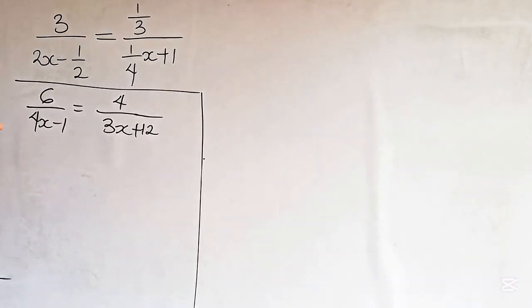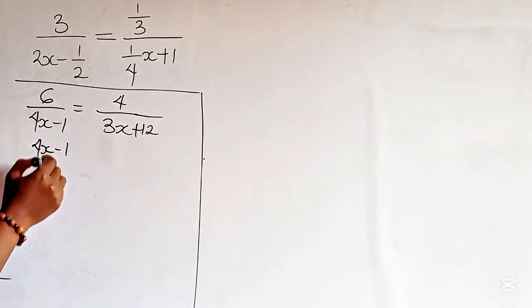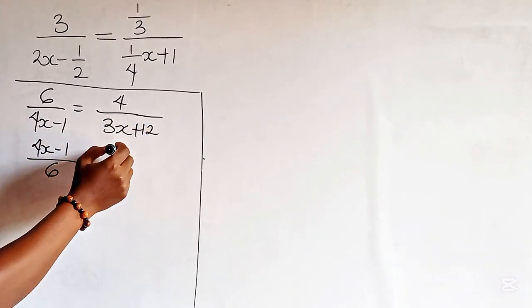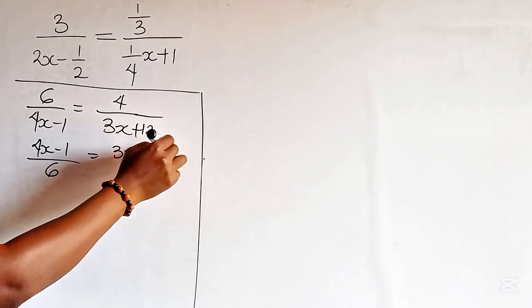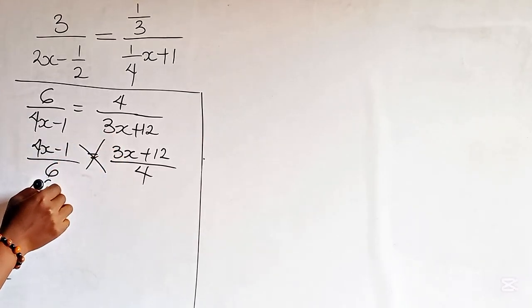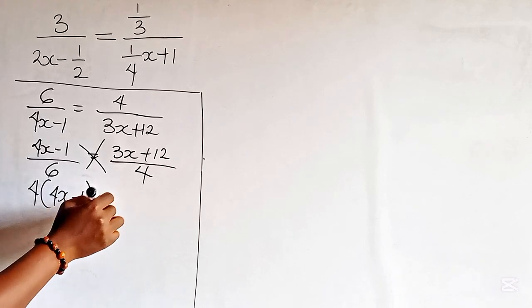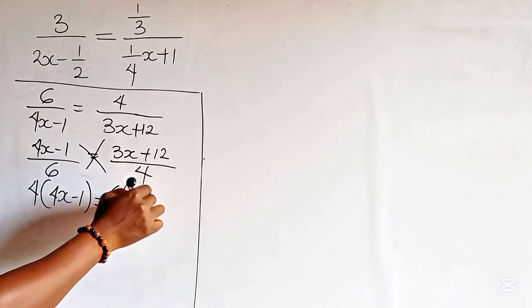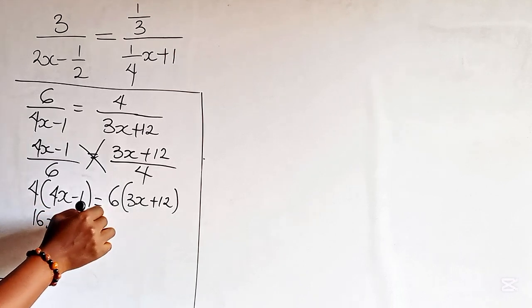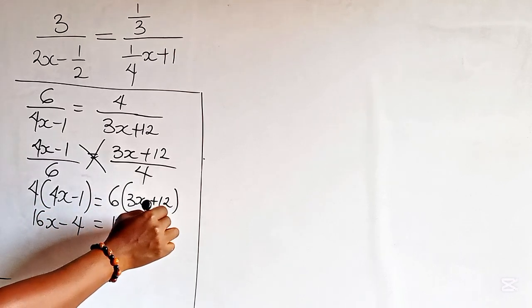This is applicable when you have single fractions at both sides and neither of the denominators is equal to 0. So now, if we find the reciprocal of this fraction, it simply means flipping these fractions so that we have 4x minus 1 as the numerator and 6 as the denominator. If we flip the fraction here or find the reciprocal, we have 3x plus 12 all over 4. Okay, we can then cross multiply. So if we cross multiply, we have 4 multiplying 4x minus 1 is equal to 6 multiplying 3x plus 12. So we have 16x minus 4 is equal to 18x plus 72.